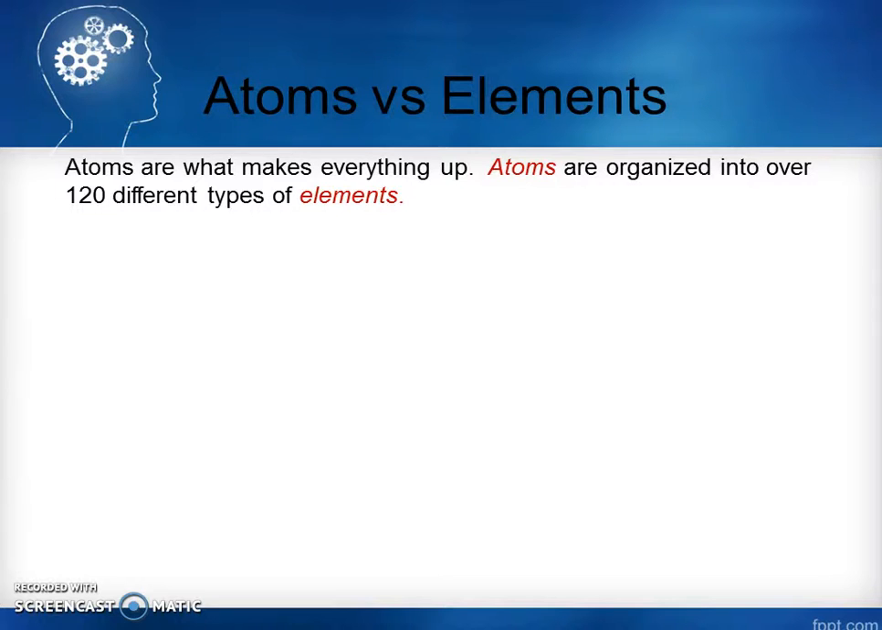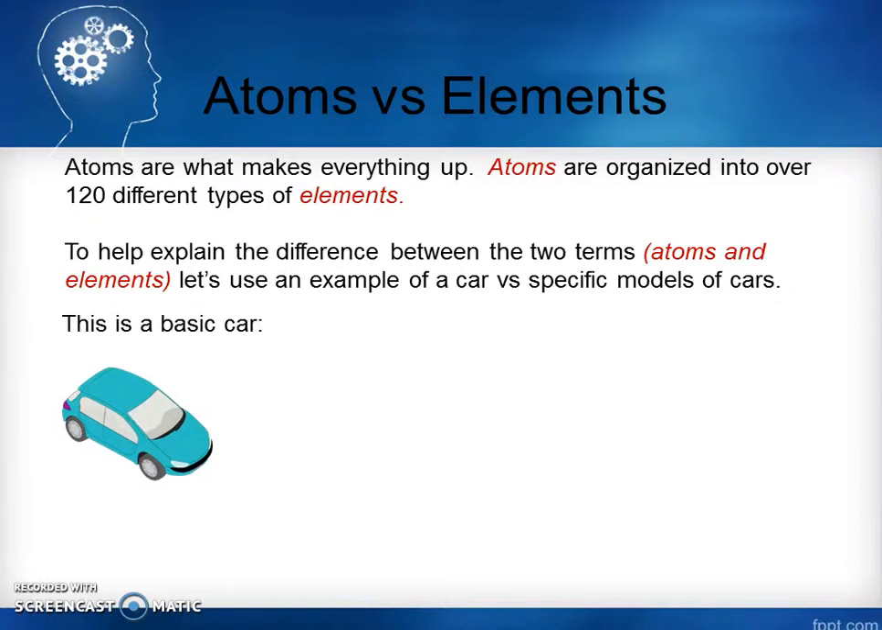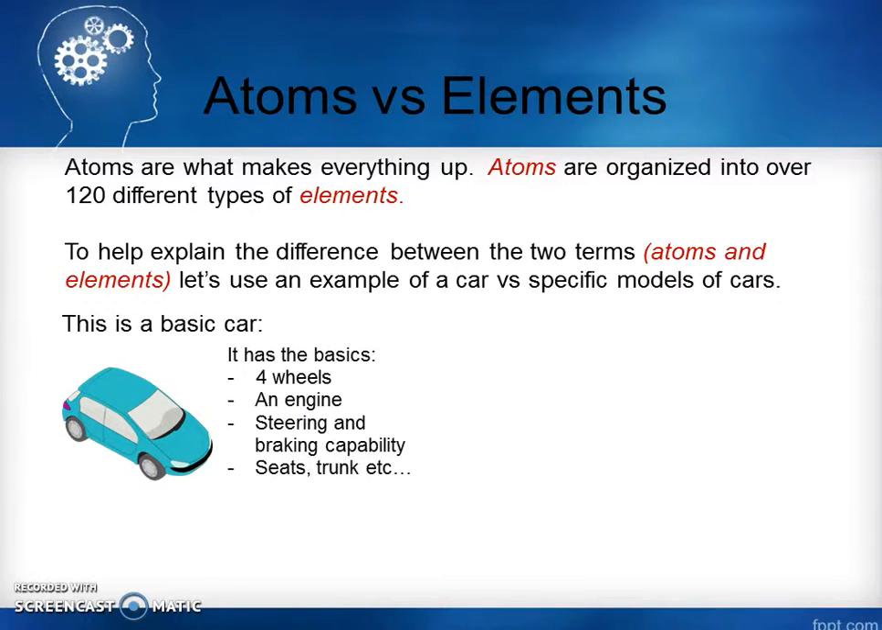Atoms are organized into about 120 different types of elements. Now, to explain the difference between atoms and elements, we're going to take a look at a car. So this here is a basic car. It's got your wheels, an engine, steering, braking, seats, trunk, etc. It's got all the parts of a car.